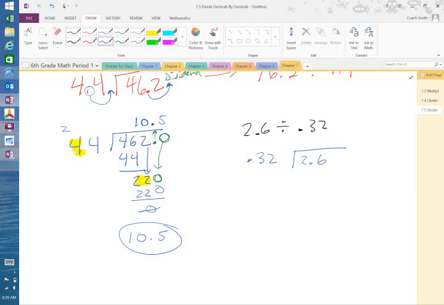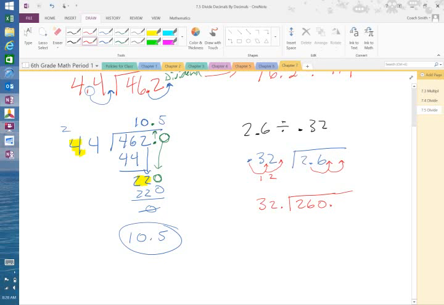Okay, now I can't start because I have a decimal in my divisor, so I've got to move it once, twice to the right. If I just move it once, I still have 3.2. That's why I have to move it twice. Because now I have the same thing on the inside, once, twice. So that gives me 32 into 260. And there's where my decimal's at. So the decimal in the 32 is right there.